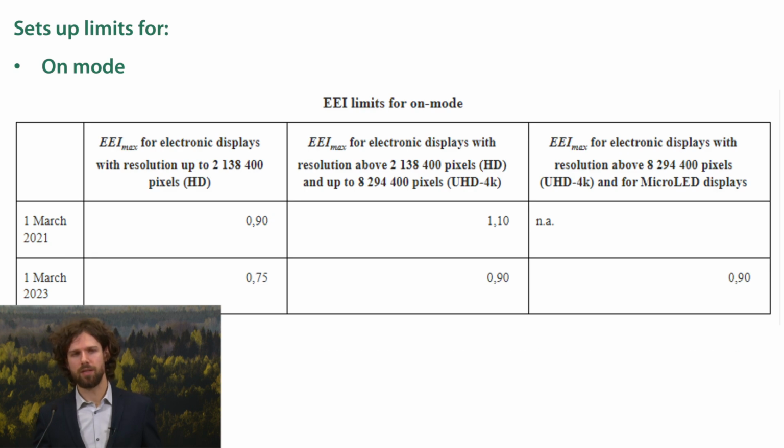So we can see here that we have two dates. We have first the requirements which are enforced now, and then we have requirements starting from March 1st of 2023. And we can see, of course, they are decreasing. So it means that for these specific displays to be able to be sold on the market, they need to be consuming less energy than when you calculate the EEI set in this annex.